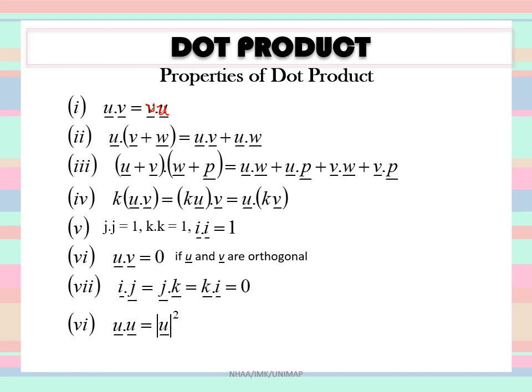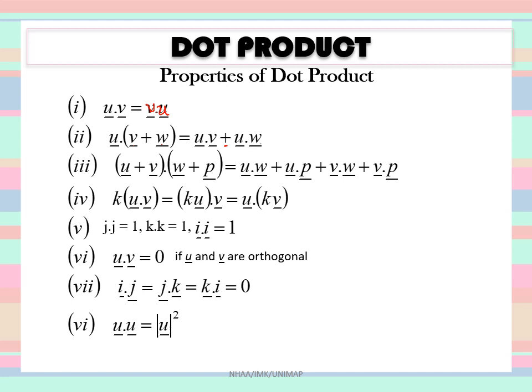Alright, so number two, if you need to do dot product to the summation of vector v and vector w, instead of solving the operation in the bracket first and then multiplying with vector u, you also can expand them by performing dot product for u and v plus the dot product of u and w.